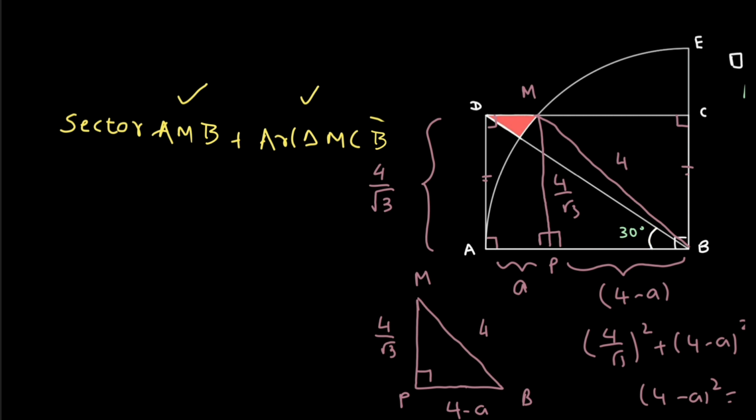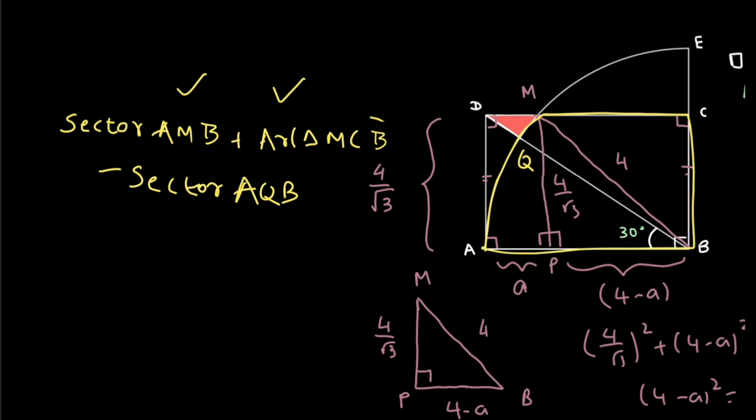So let this intersection point over here be Q. So from the addition of these two areas, I will subtract the area of the sector AQB. So adding these two gave me the complete region, and from this region I subtracted this region. So what I get is this area that I need in my solution. Okay, so let us simplify this.